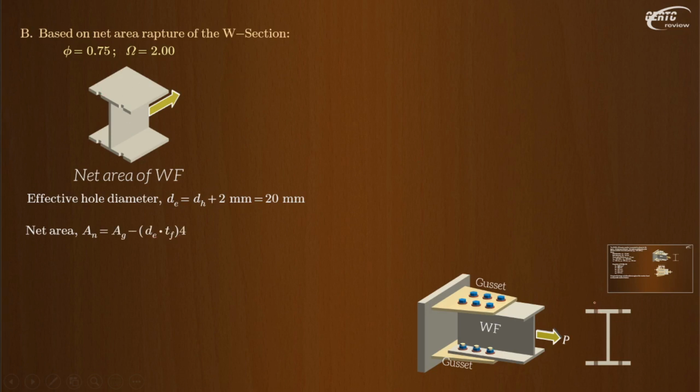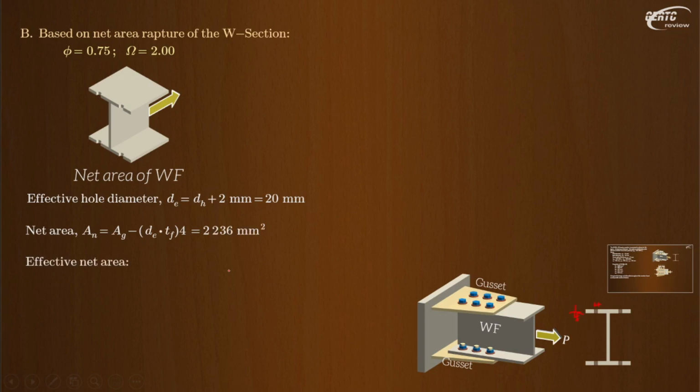So only this part here, the bolt diameter, the effective hole diameter part here, times the flange thickness. Okay? Times 4. 1, 2, 3, 4. So this is our net area. Alright? So the net area is 2236.